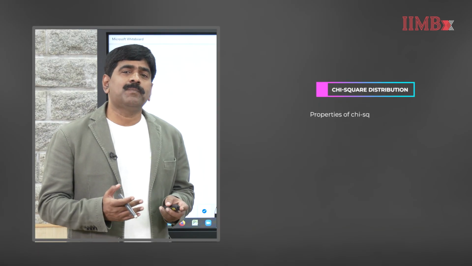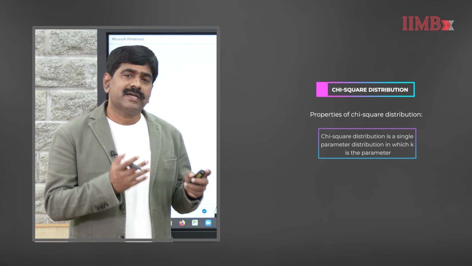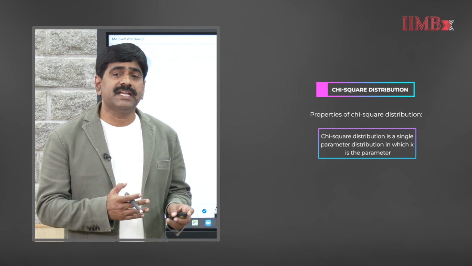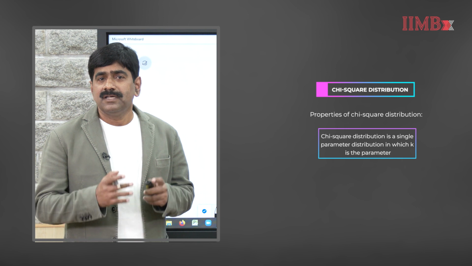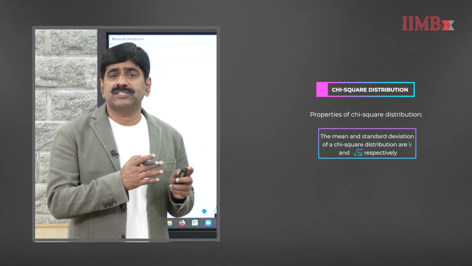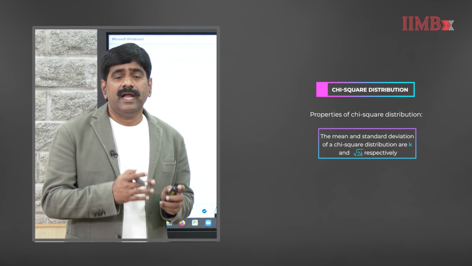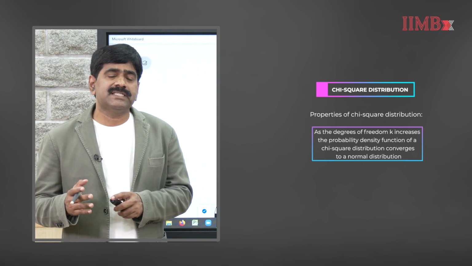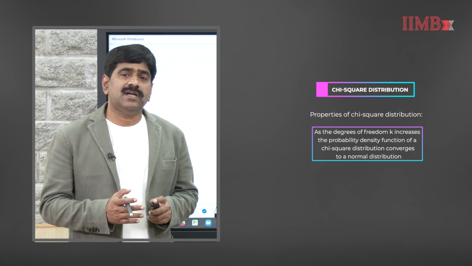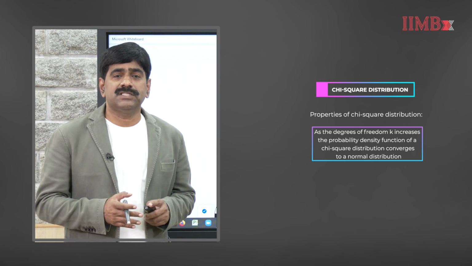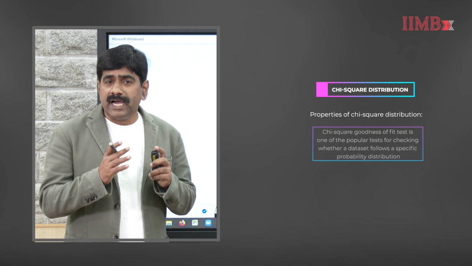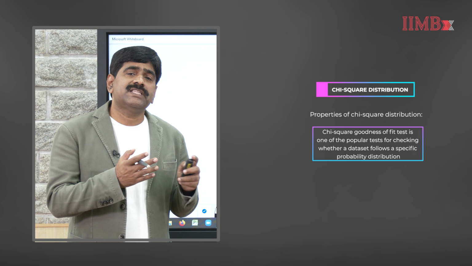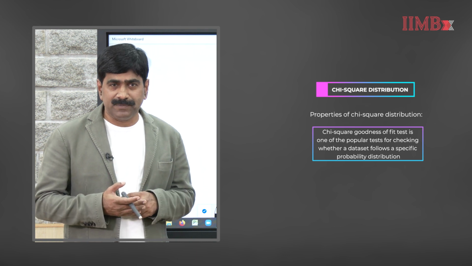Let me go through a few properties of chi-square distribution. Chi-square distribution is a single parameter distribution in which k, which is the degrees of freedom, is the parameter. The mean and the standard deviation of a chi-square distribution are k and square root of 2k respectively. As the degrees of freedom k increases, the probability density function of a chi-square distribution converges to a normal distribution. Chi-square goodness of fit test is one of the popular tests for checking whether a data set follows a specific probability distribution.